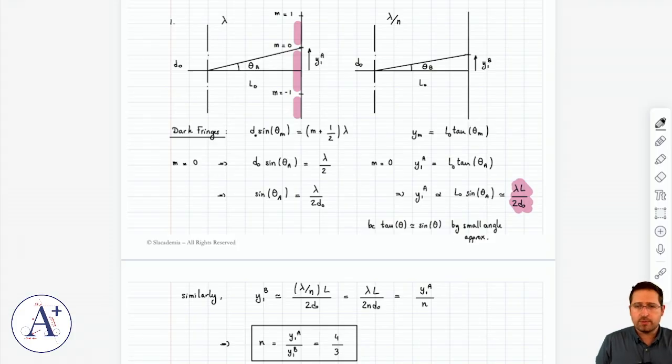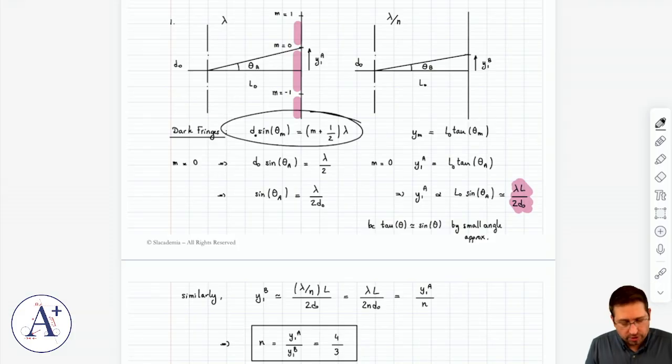So, a nice little problem about double slit interference. Most of these problems are just a matter of knowing whether you're looking at a dark fringe or a bright fringe, and writing d sine theta as (m plus 1/2) lambda or m lambda.